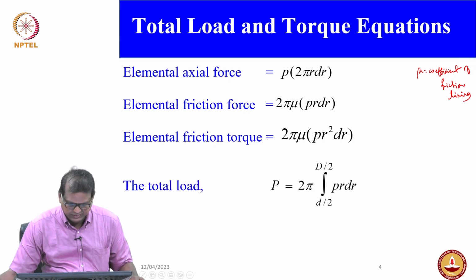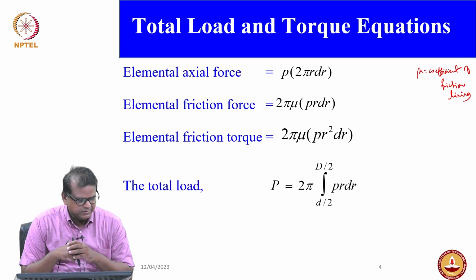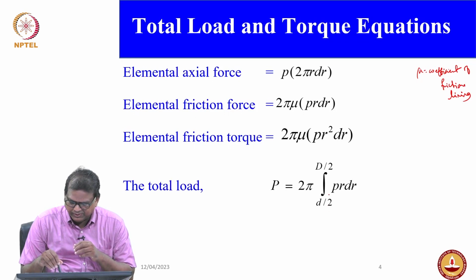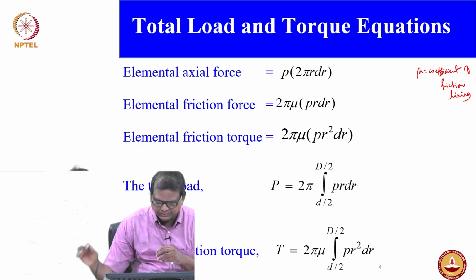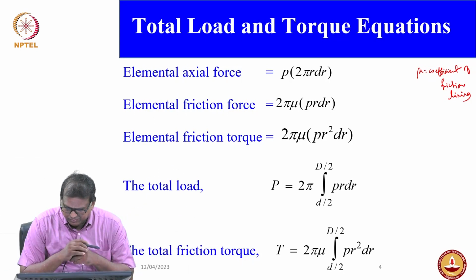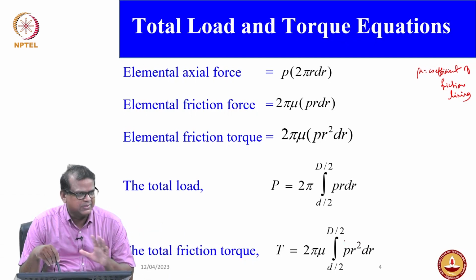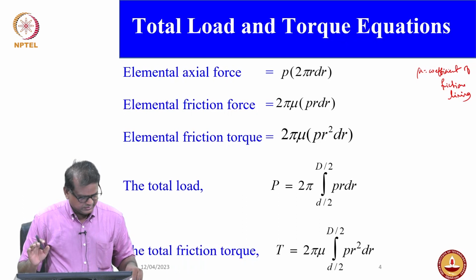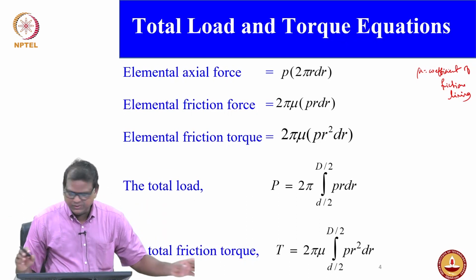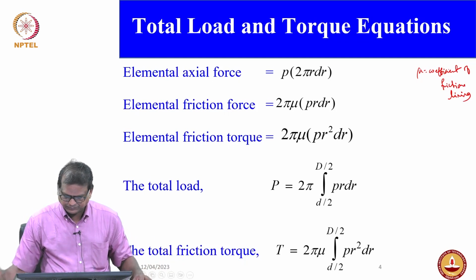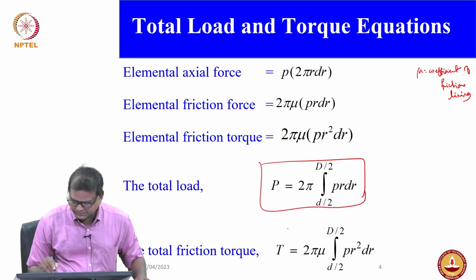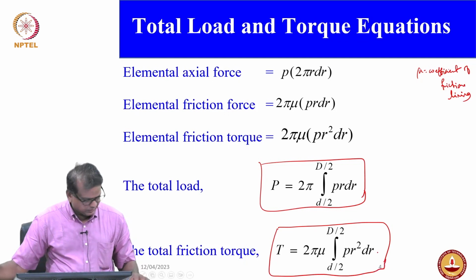Now, we want to see the basic equation for the load aspect. Between the limits small d by 2 to capital D by 2, the integral of p r dr. Similarly, for the torque basic equation, the frictional torque will be 2 pi into mu, the same thing except you have one more r, that is it. These two equations are the basic equations before going to the uniform pressure theory and uniform wear theory. Just note down these two equations, please, for the total load acting on the clutch and the corresponding torque also.